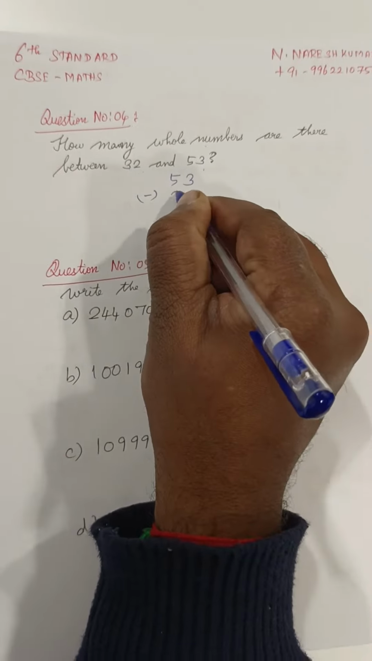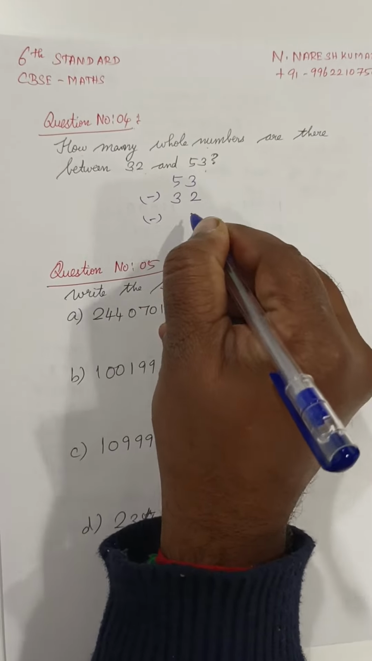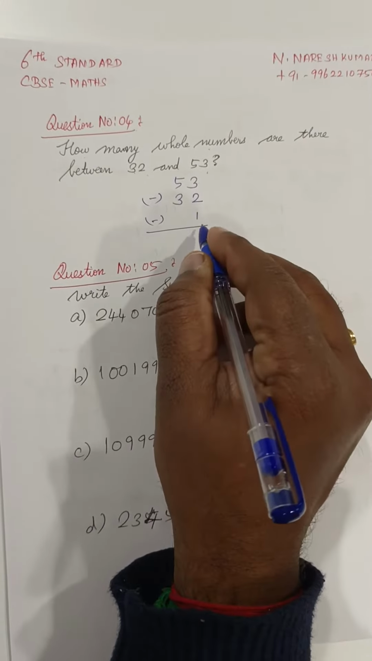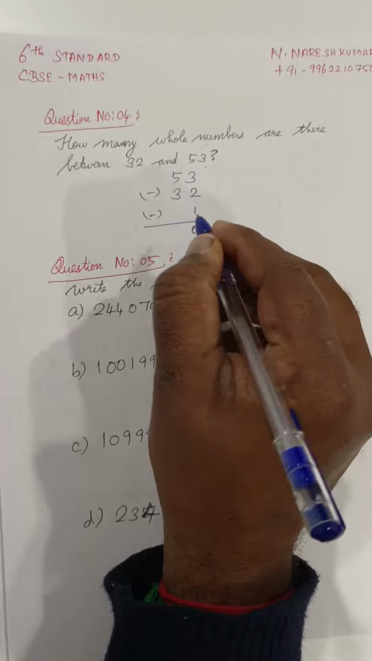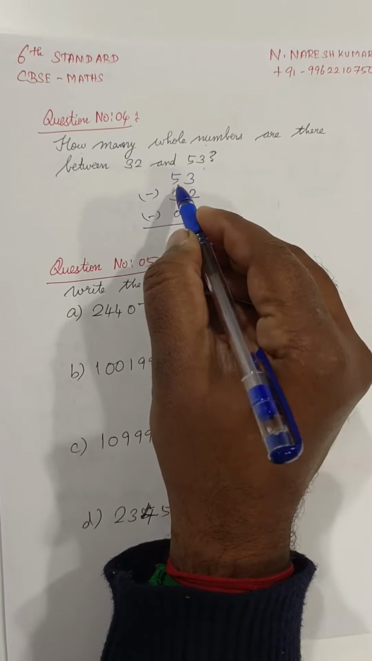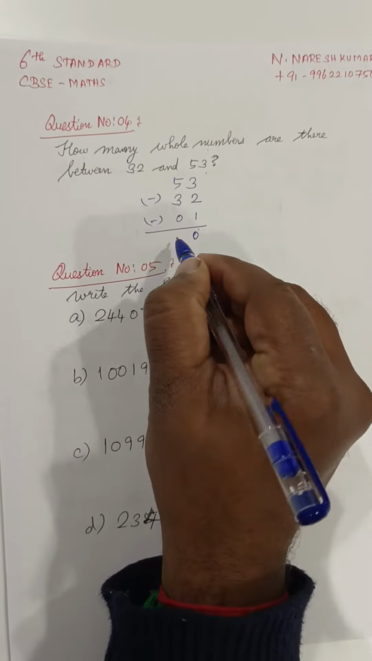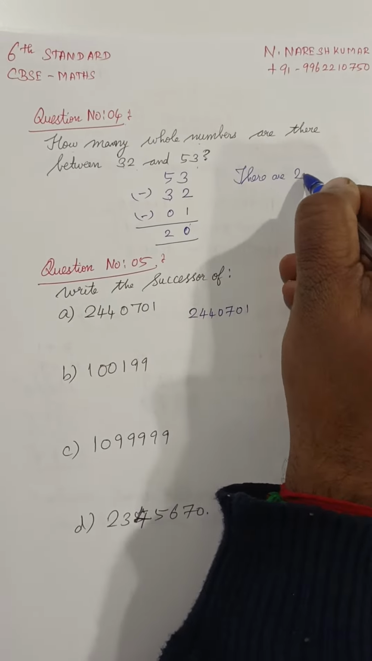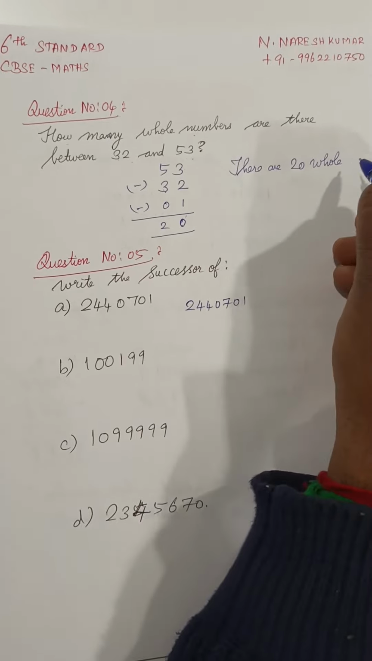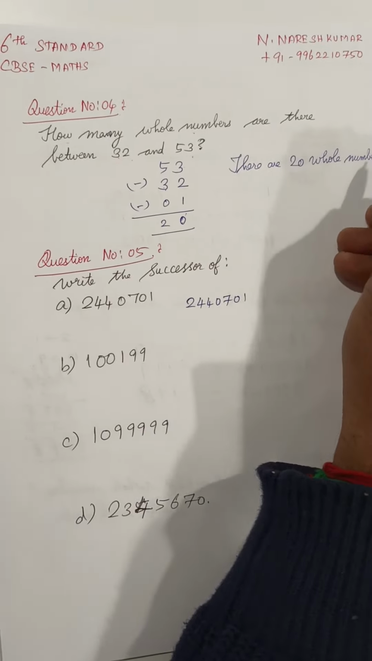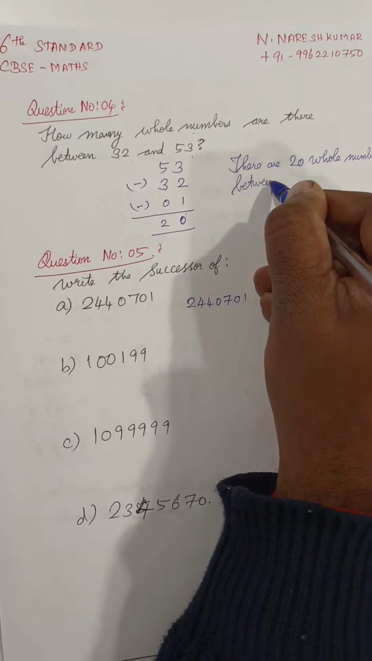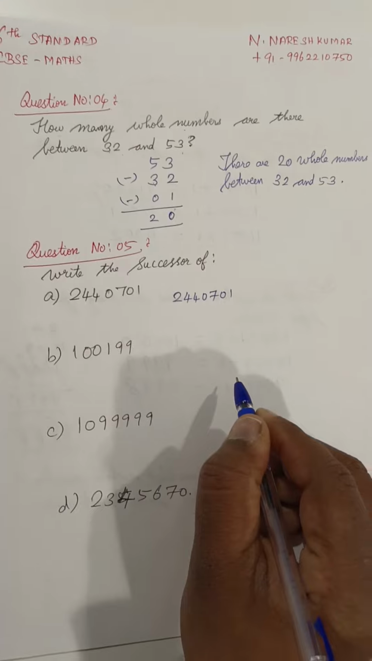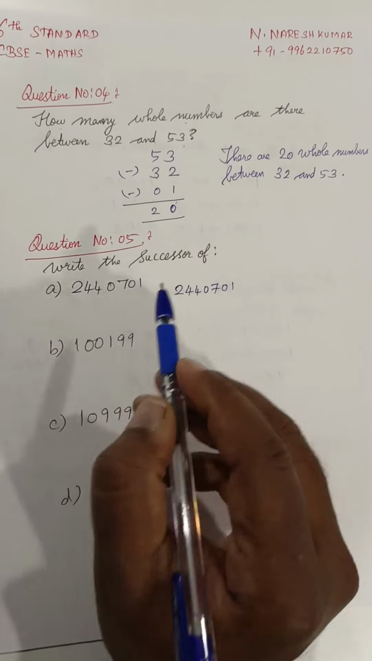53 minus 32 minus 1. 3 minus 2, 1. 1 minus 1, 0. This one you consider as 0. 5 minus 3, 2. 2 minus 0, 2. So there are 20 whole numbers between 32 and 53.